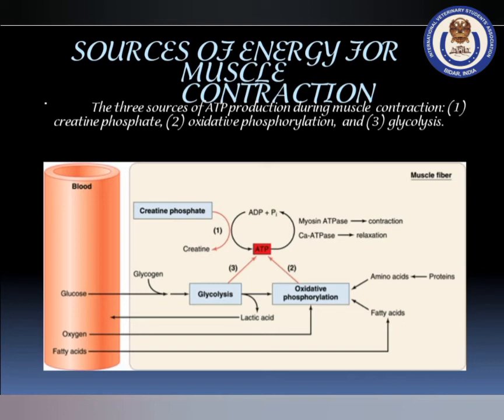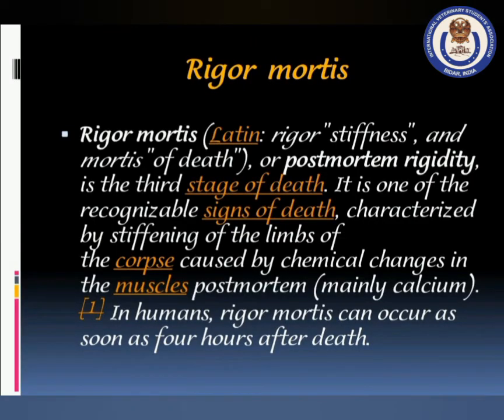The three sources of ATP production during muscle contraction are creatine phosphate, oxidative phosphorylation, and glycolysis. Now we will see about the special cases like rigor mortis and fatigue of muscles. Rigor mortis is a Latin word. Rigor means stiffness and mortis means of death. It is stiffness of death or post-mortem rigidity.